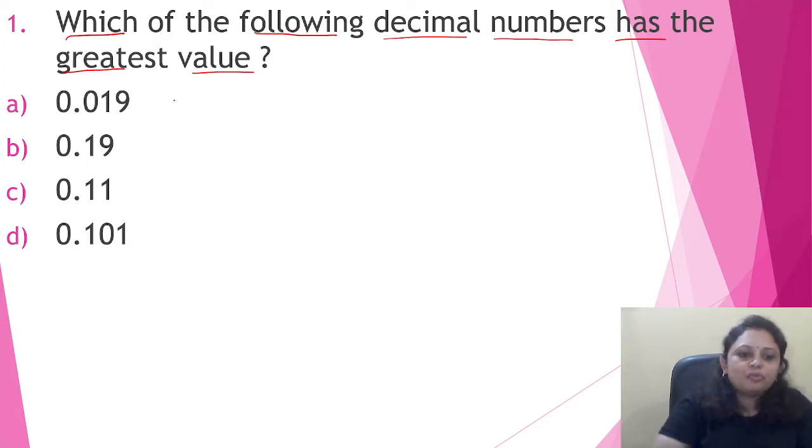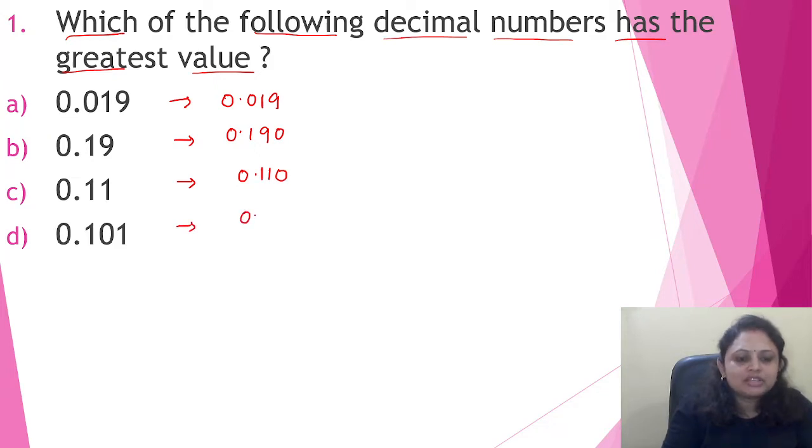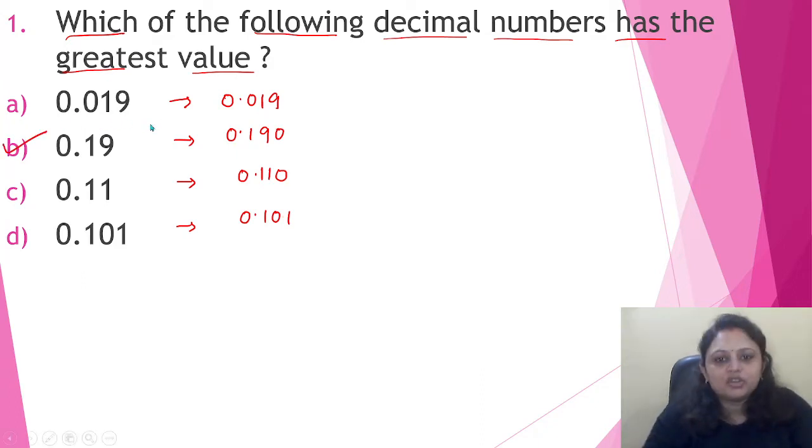So 0.1019 we can write as such. Then B 0.19 we can write as 0.190. Then 0.11 can be written as 0.110. 0.101 we can write as 0.1010, and when we compare the values it is clearly saying that 0.190 has the greatest value. So the correct answer is option B, that is 0.19. Coming to the next question.